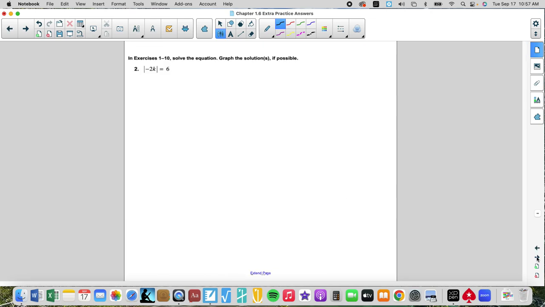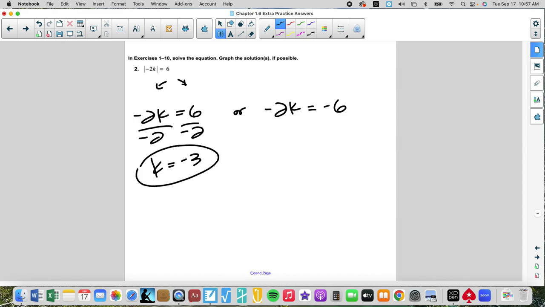So we have the absolute value of negative 2k equals 6. I'm going to write negative 2k can either equal 6 or negative 2k can equal negative 6. We'll divide both sides by negative 2. K can equal negative 3. Or we divide by negative 2 and we get k equals positive 3.